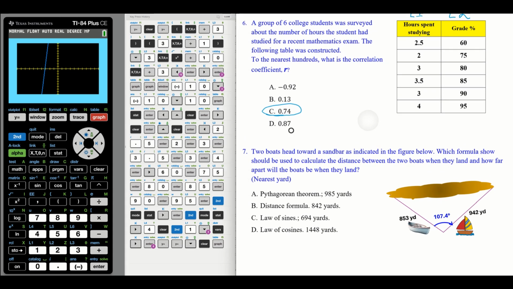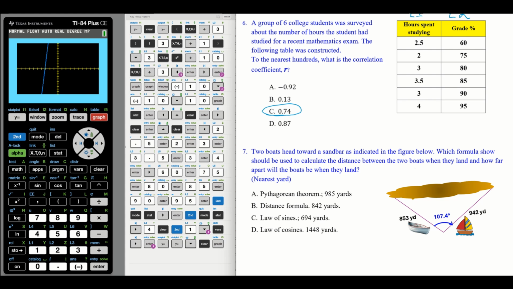Okay, so what we're doing, this guy, we don't need a calculator for this. Let's read it. Two boats head towards a sandbar. That must be the sandbar. Okay, as indicated in the figure below, which formula should be used to calculate the distance between the two boats when they land, and how far apart will the boats be when they land? Okay, look at your options. They don't want us to really calculate. We just have to select the correct one.